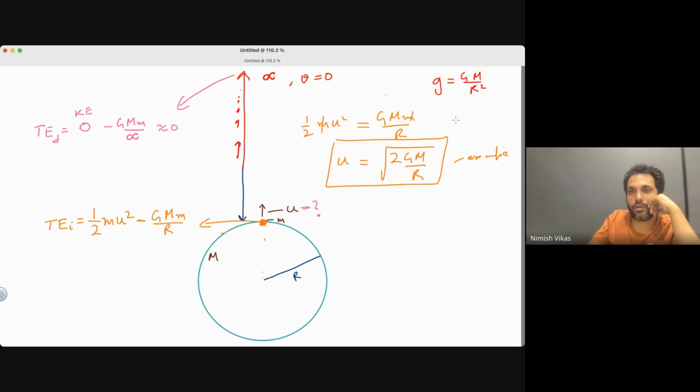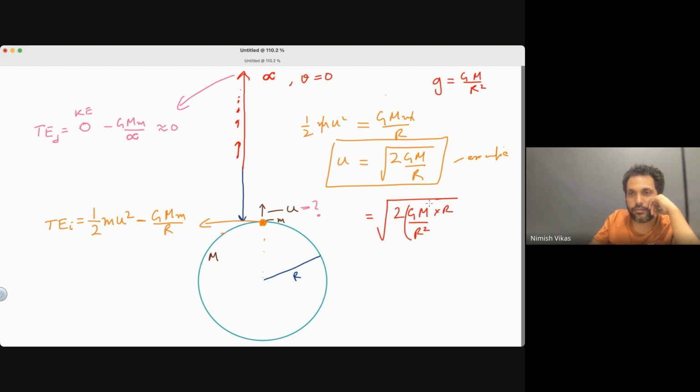So we can somehow use it over here. It is so close to that, but the R square is not there. So what I can do is say it is 2GM. I place an R on top and divide with an R. So I get an R square.